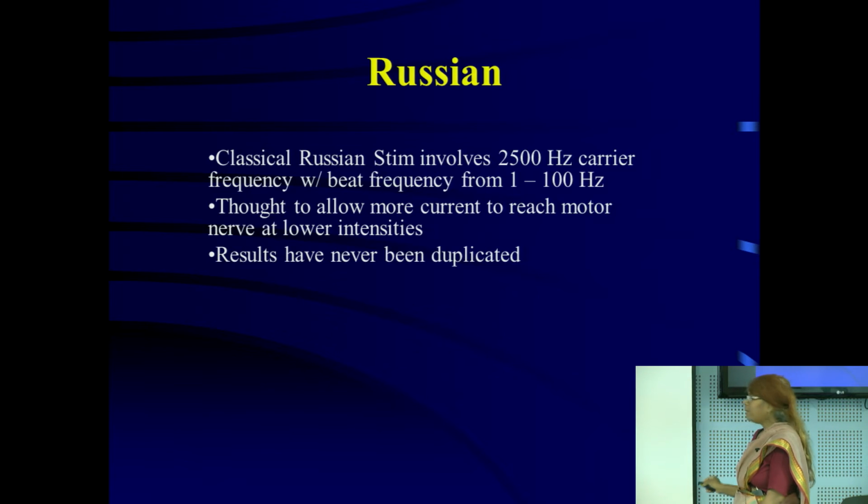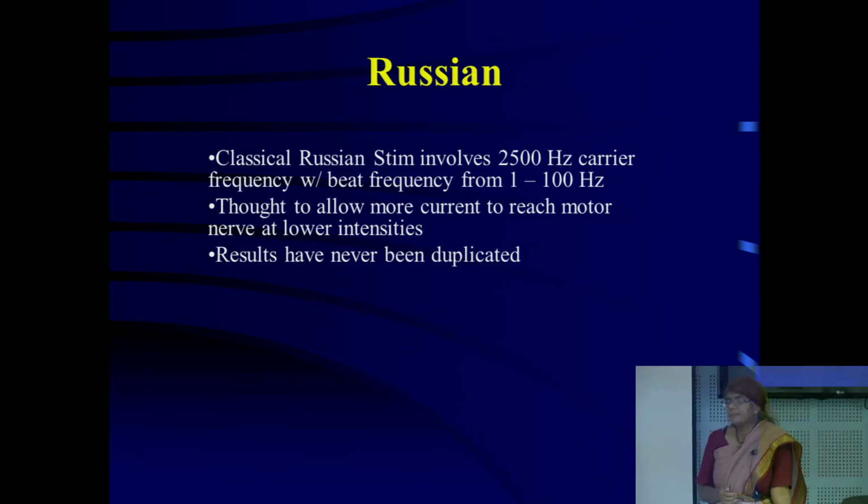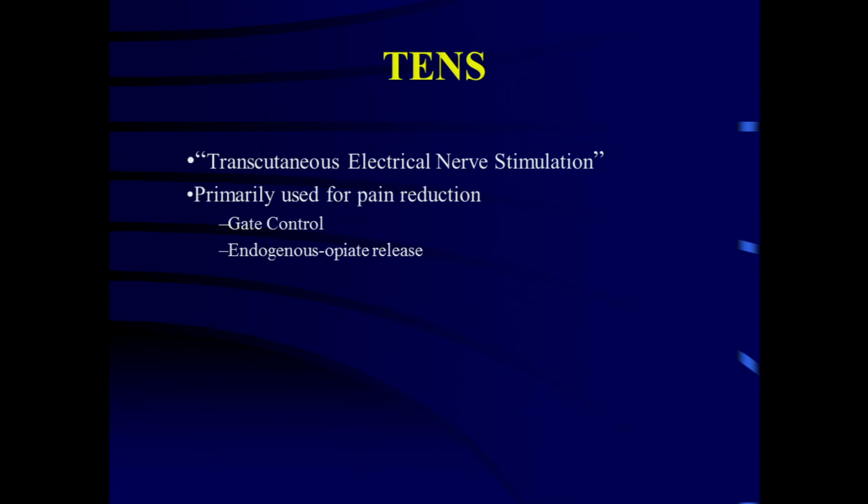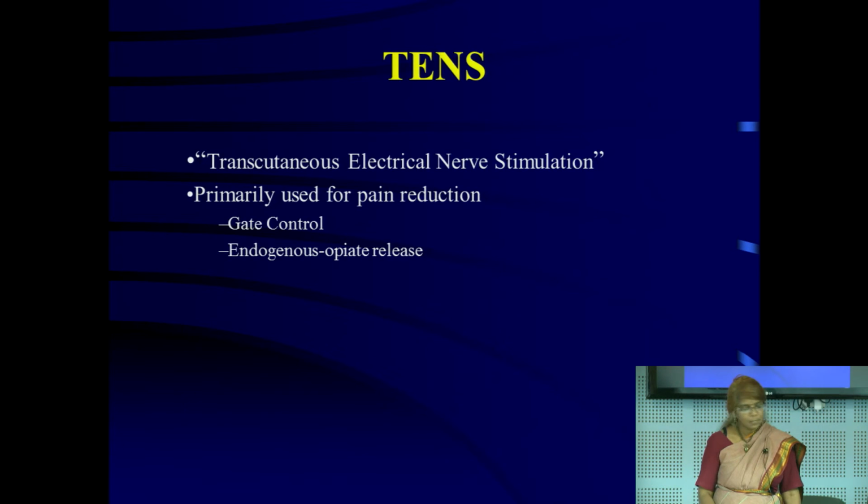Results have never been duplicated. What does that tell you? Not usable. You have to risk it at your own, because we cannot reproduce. Human beings are very heterogeneous. Just because you cannot duplicate doesn't mean anything. If you want, use it, otherwise don't use it.